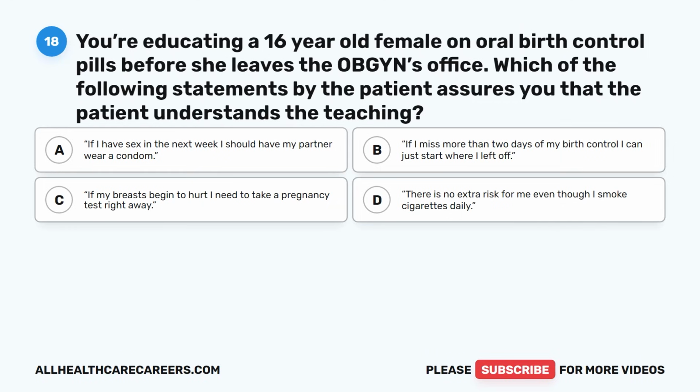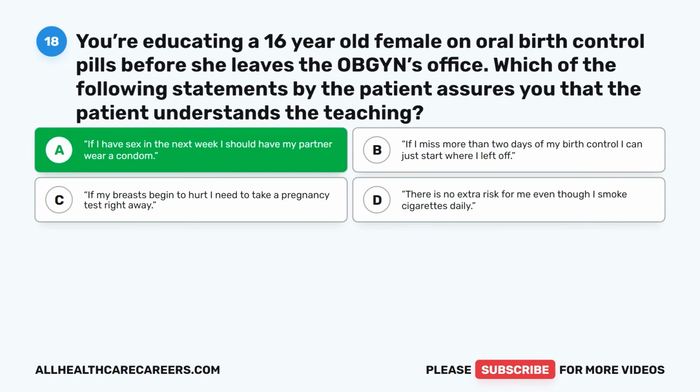Question 18. You're educating a 16-year-old female on oral birth control pills before she leaves the OBGYN's office. Which of the following statements by the patient assures you that the patient understands the teaching? A. If I have sex in the next week, I should have my partner wear a condom. B. If I miss more than 2 days of my birth control, I can just start where I left off. C. If my breasts begin to hurt, I need to take a pregnancy test right away. D. There is no extra risk for me even though I smoke cigarettes daily.